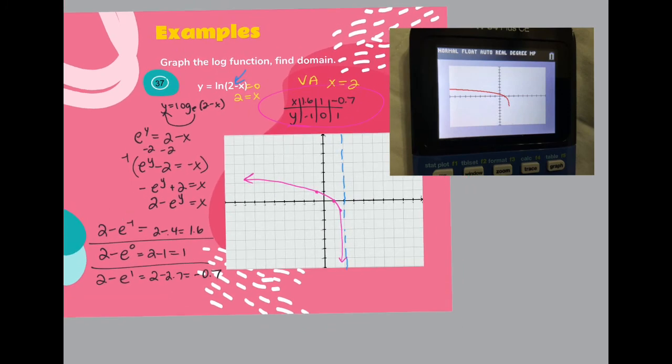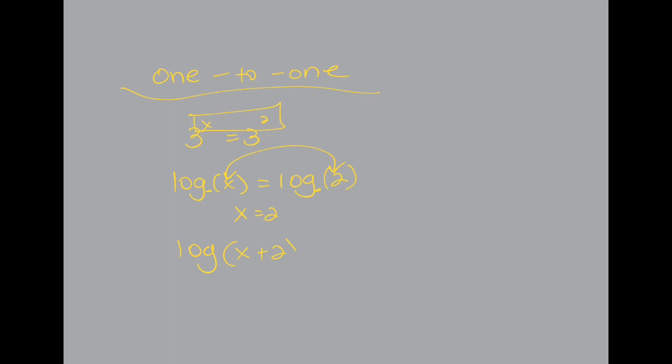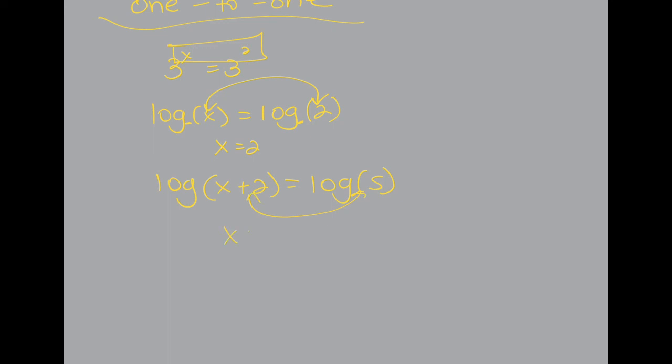So in addition to the graphs, you're going to see the one-to-one property in tonight's notes. So we did it with the exponential functions. Like if we had 3 to the x equals 3 to the second, then we set these exponents equal to each other. It's the same process for the log. So if you have log of the same base, they have to have the same base here, then you ignore the logs and you just set what's next to it equal to each other. So if it had said log of x plus 2 equals log of 5, I would set these two equal to each other. X plus 2 would equal 5, and x would equal 3.